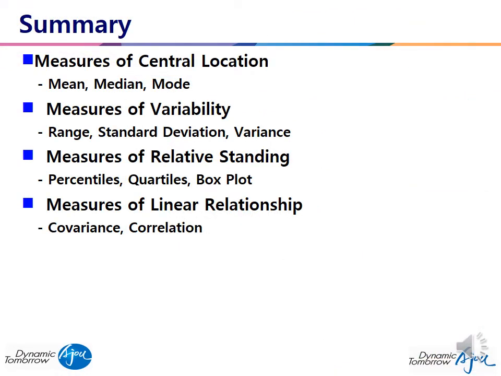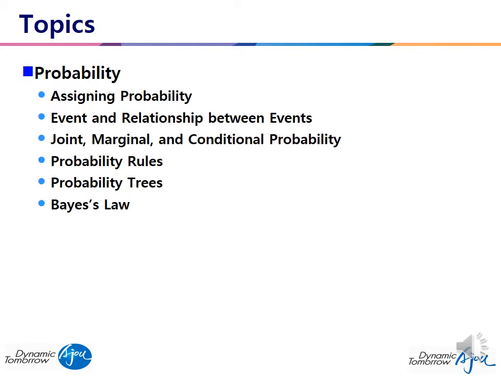In the last lecture, we learned the measure of central location, measure of variability, measure of relative standing, measure of linear relationship. And today, we will learn probability: assigning probability, event and relationship between events, joint, marginal, conditional probability, probability rule, probability tree, Bayes' law.